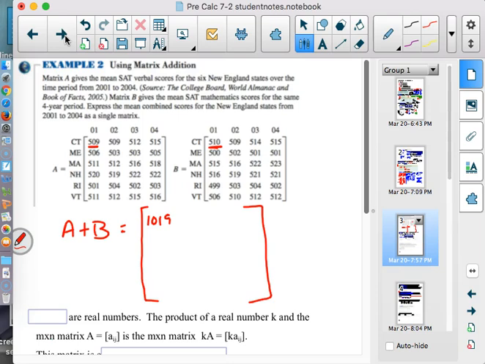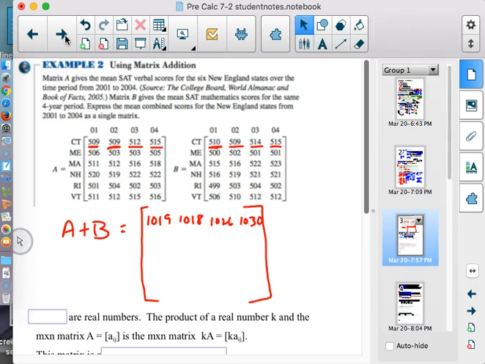So some people always like to go by rows first. So 509 plus 509, 1018, 512 and 514, 1026, 515 and 515 would be 1030. And then you just continue on, go after the second row, adding those corresponding entries, then third row, fourth row, etc.